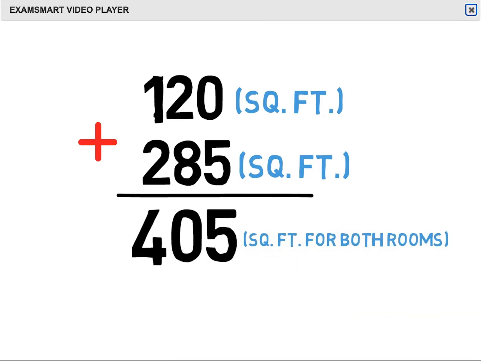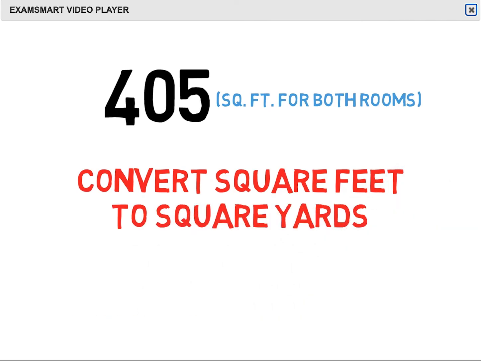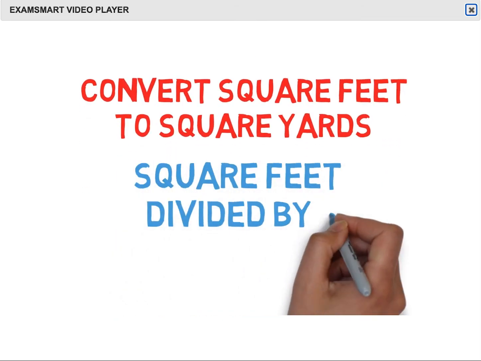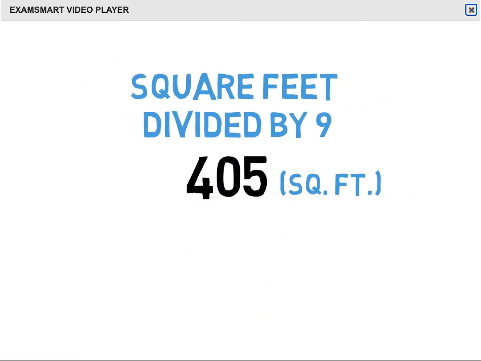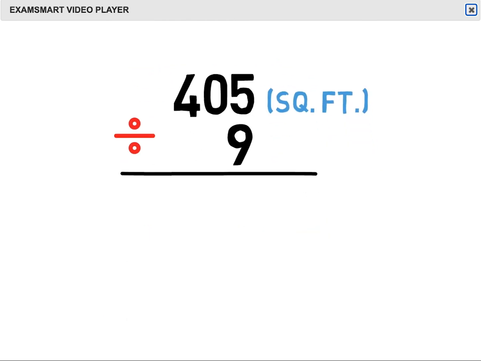The last thing now is to convert square feet to square yards. To do that, we take our square feet and divide by 9. Square feet divided by 9 is square yards. So if we take 405 square feet divided by 9, that will give us 45 square yards for our answer.